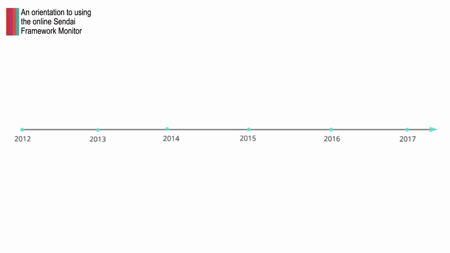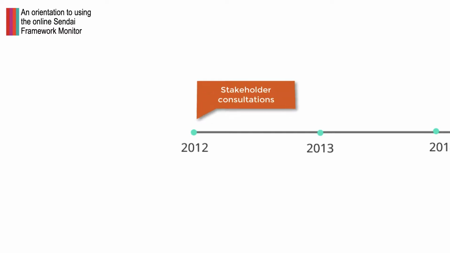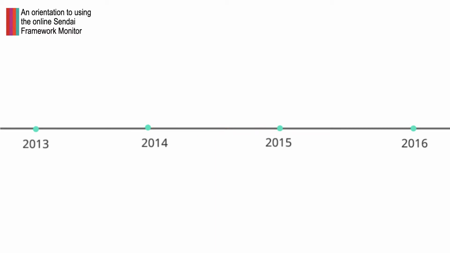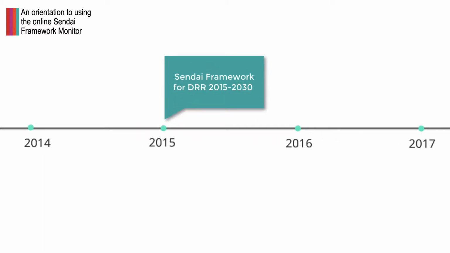The process of developing the Sendai Framework was initiated through stakeholder consultations in March 2012 and intergovernmental preparatory committee meetings that were held between 2014 to 2015. These PrepCom meetings were consultations with the UN system, stakeholders, and experts, supported by the UN Office for DRR at the request of the UN General Assembly. After this process, the Sendai Framework for Disaster Risk Reduction 2015 to 2030 was adopted at the 3rd UN World Conference in Sendai, Japan on March 18, 2015.